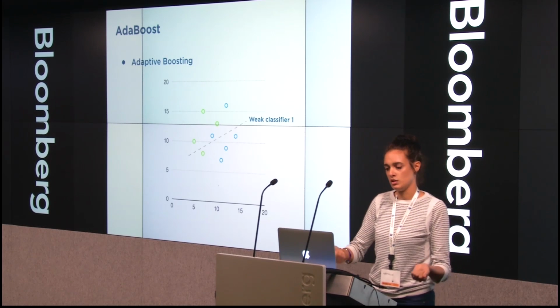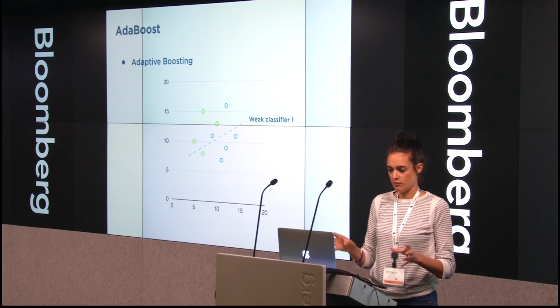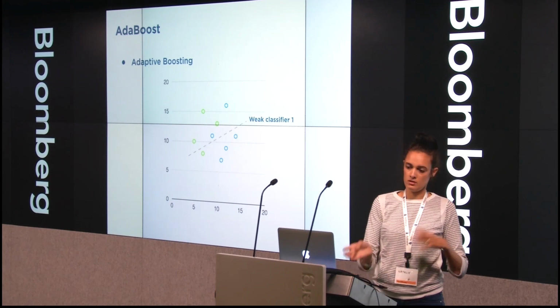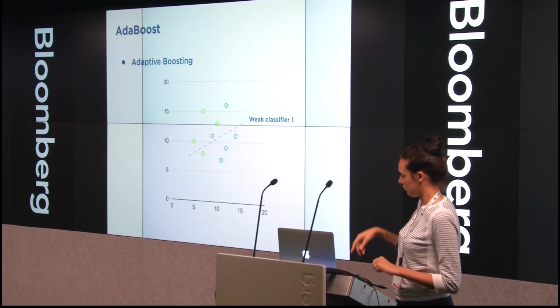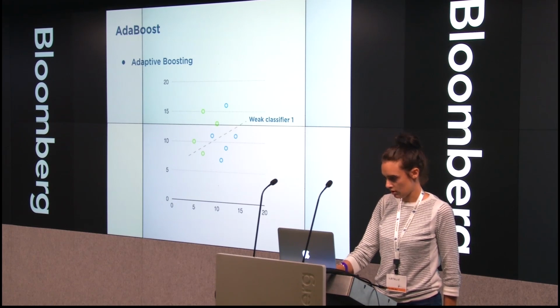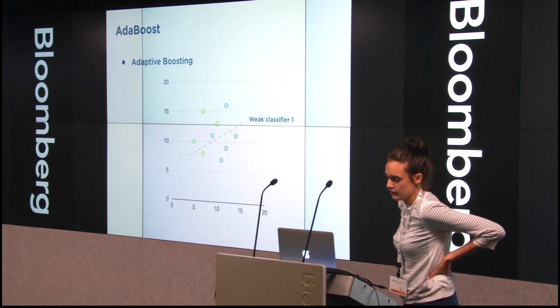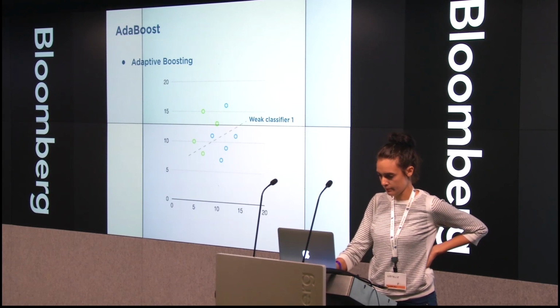Once that's been fitted, you fit subsequent weak learners, and they're tweaked in favour of those instances which were misclassified by the previous classifiers. That sounds like a bit of a mouthful, so I'm going to quickly go through the procedure. So you begin by fitting a classifier on the original data set. So that's the decision boundary.